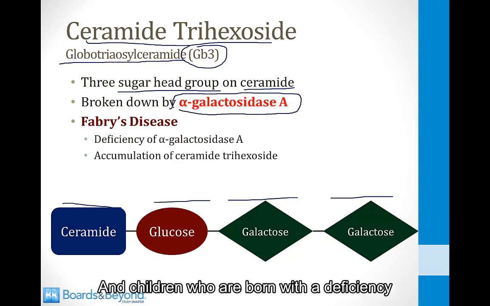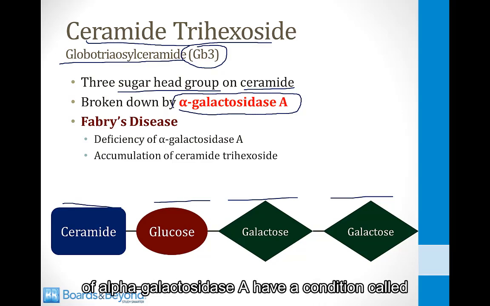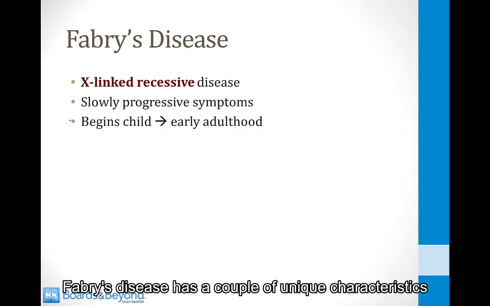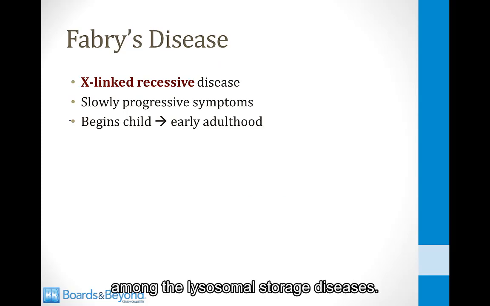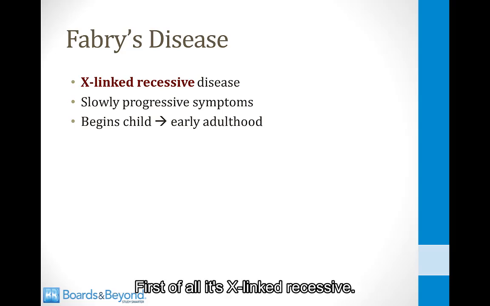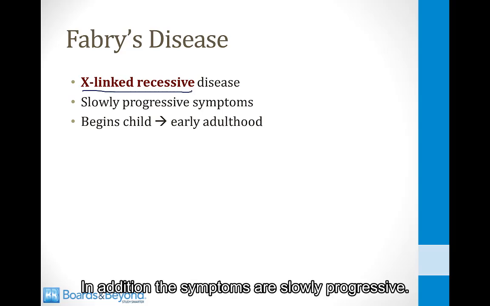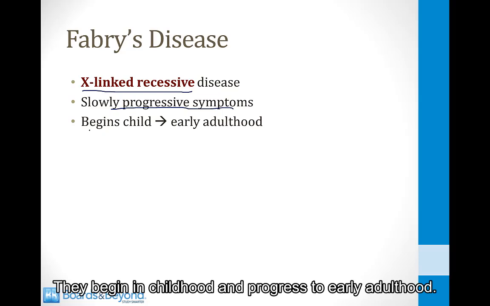And children who are born with a deficiency of alpha-galactosidase A have a condition called Fabry's disease, where they accumulate ceramide trihexoside. Fabry's disease has a couple of unique characteristics among the lysosomal storage diseases. First of all, it's X-linked recessive. Most of the lysosomal storage diseases are autosomal recessive. In addition, the symptoms are slowly progressive. They begin in childhood and progress to early adulthood.